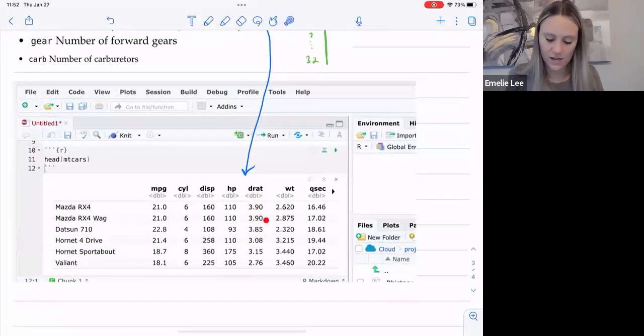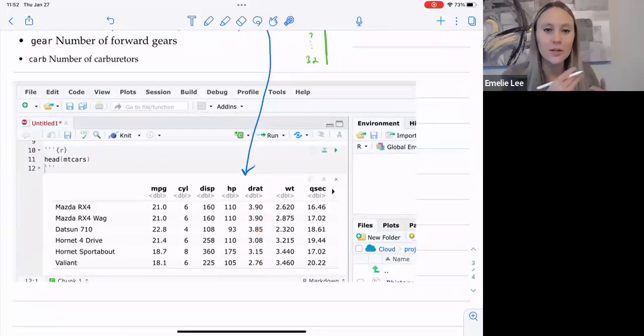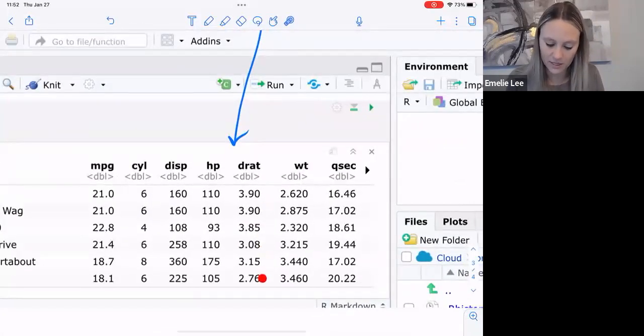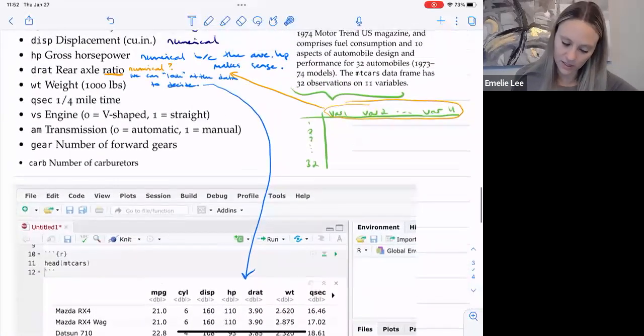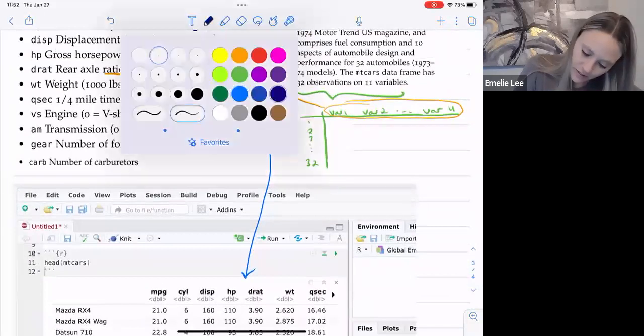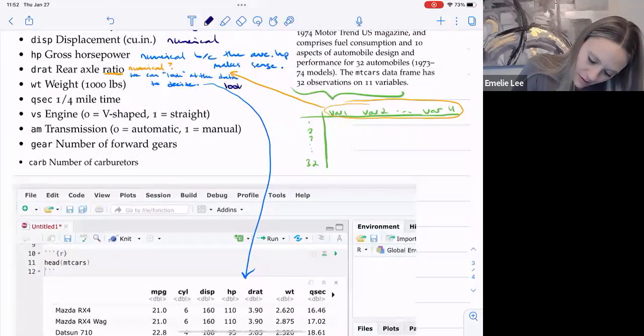When I look at these values, these look like numerical measurements. It doesn't look like there are distinct categories here. Typical measurements are between 3 and about 4: 3.9, 3.9, 3.85. So for this reason, it looks like it might be numerical, and I'm going to stick with that. Okay.